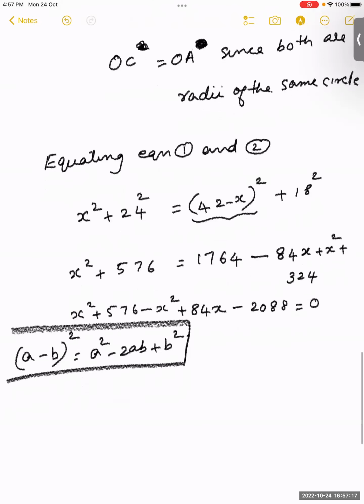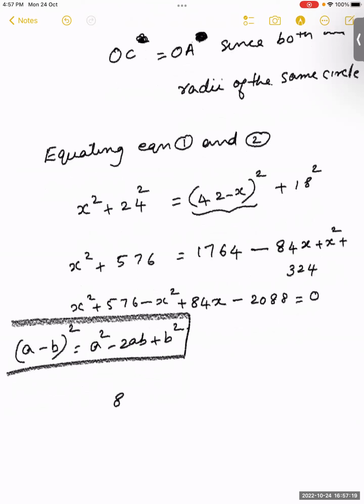x square and x square get cancelled out. 84x is there, then 2088 minus 576 I'll do. Okay, it will give me 1512 equal to 0. So what is 84x? 84x is equal to 1512. So x will be this divided by 84, which is 18 centimeter.